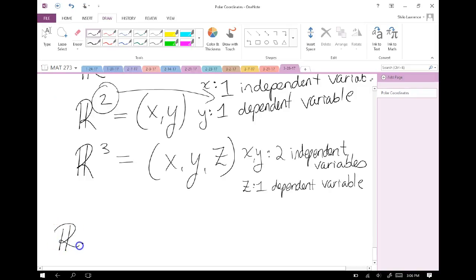So we could have R6, which would be A, B, C, D, E, F.